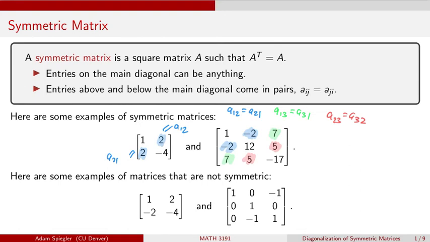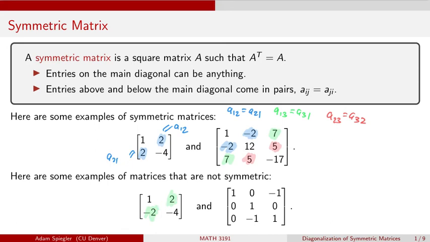Let's take a look at some examples of matrices which are not symmetric. This first 2x2 matrix, 1, minus 2, 2, 4, is not a symmetric matrix because these entries above and below the main diagonal differ by a sign. They need to be equal to each other, not equal in absolute value.